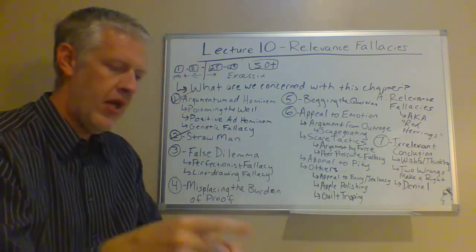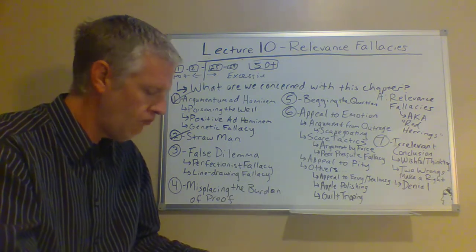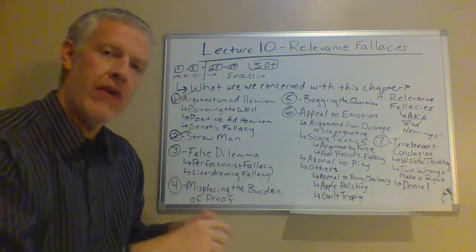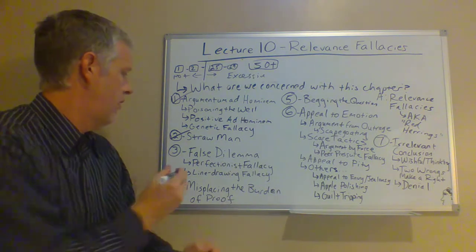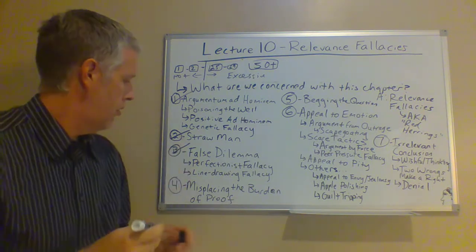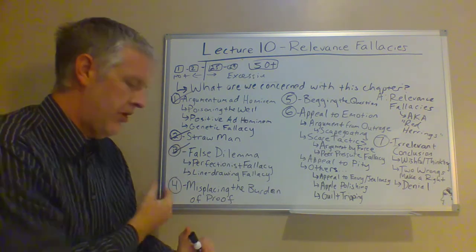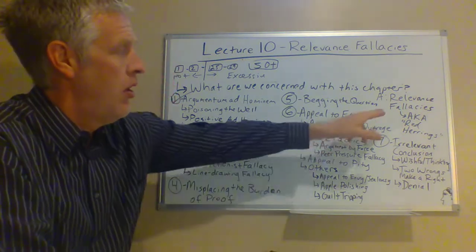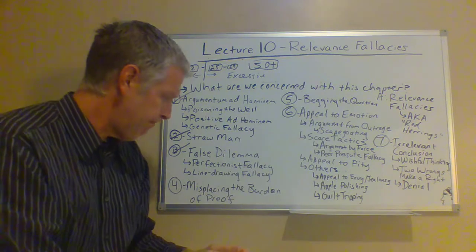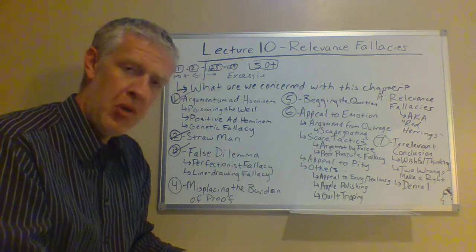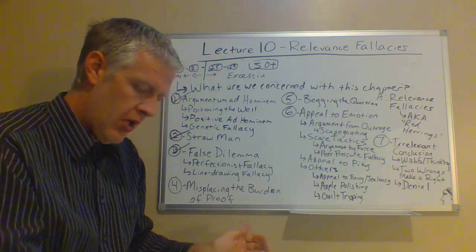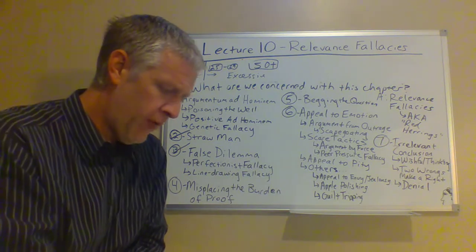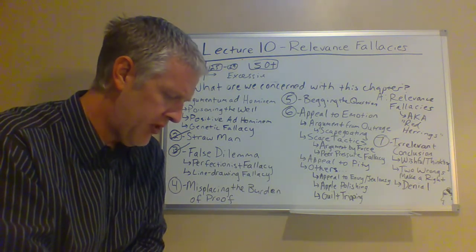Okay, so that was the bottom of slide 13. That takes care of our discussion of false dilemma. We'll move on then to the fourth major category, if you will, of relevance fallacies, what's known as misplacing the burden of proof. So this comes from page 224 of the 10th edition, the top of slide 14.